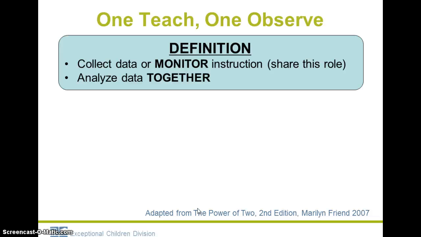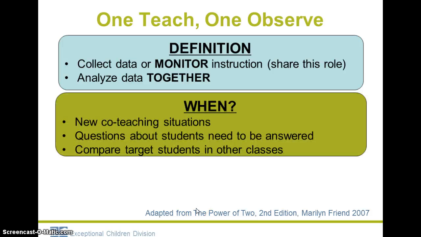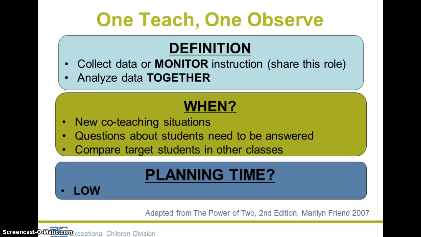So when we talk about one teach, one observe, the definition is to collect data or monitor instruction. They share this role and then they analyze the data together. You use it when you're facing new co-teaching situations, when maybe there are questions about students' needs that need to be answered, or maybe you want to compare target students in other classes.